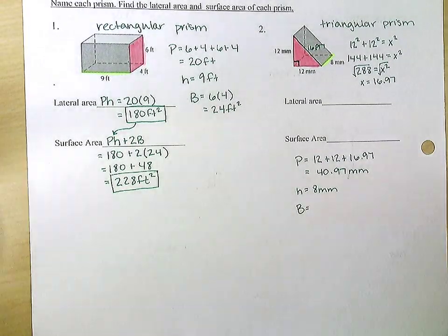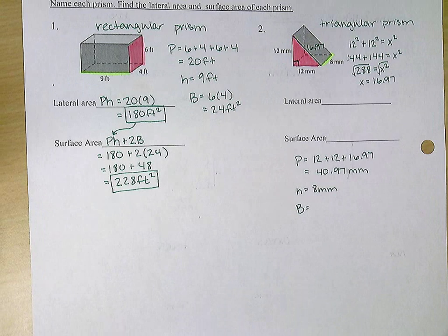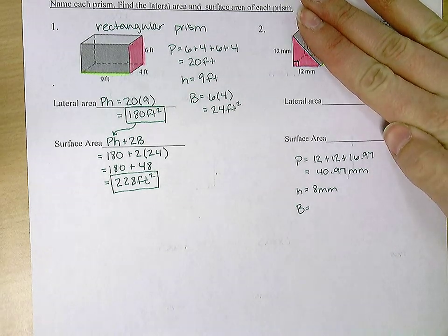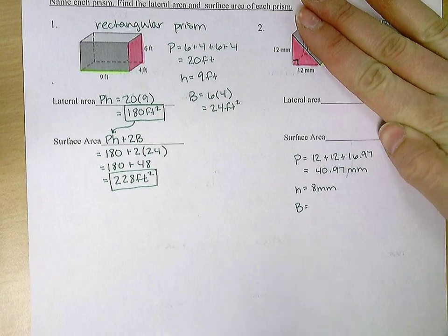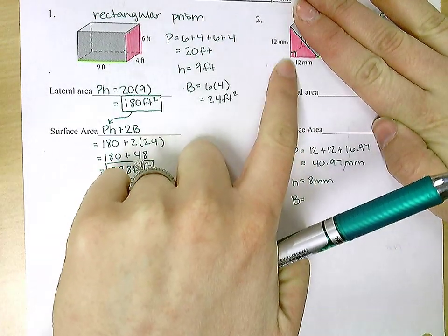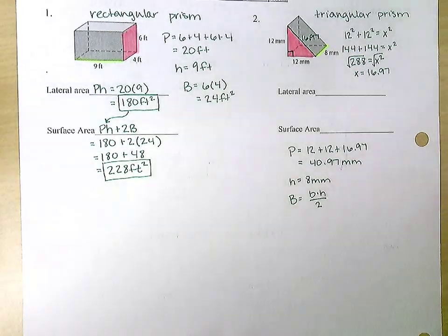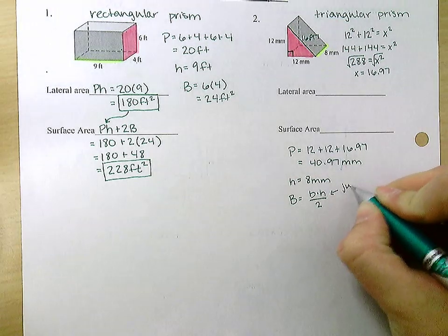Last thing I need is capital B. That is the area of the base, so we need to find the area of that triangle. How do I find an area of a triangle? Base times height divided by 2. Now, your height of this triangle is not 8. The height of the prism is 8. So you're looking at just this triangle to find its area. I need base times height divided by 2.